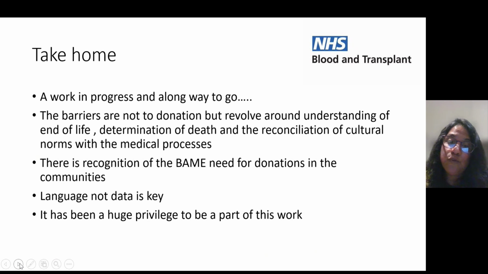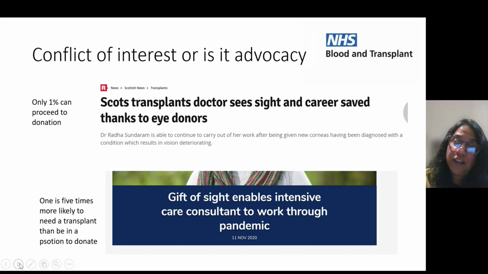I've been doing this work for over 10 years. I started doing it actually in 2008, and would often quote a statistic and say that, which is true, that it'd be 5 times more likely to need a transplant than to be in a position to donate. And when I started doing this work, I had an interest because I was an ICU doctor and because I was from the BAME community myself. But what I didn't actually appreciate was that I might need transplants one day.